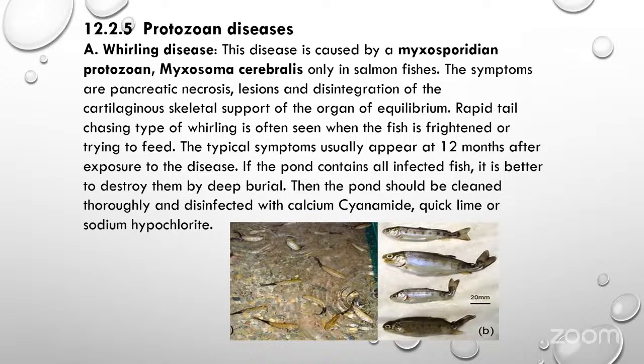This disease is caused by a myxosporidian protozoan, Myxosoma cerebralis, only in salmon fishes. The symptoms are pancreatic necrosis, lesions and disintegration of the cartilaginous skeletal support of the organ of equilibrium. Rapid tail-chasing type of whirling is often seen when the fish is frightened or trying to feed. The typical symptoms usually appear 12 months after exposure to the disease.